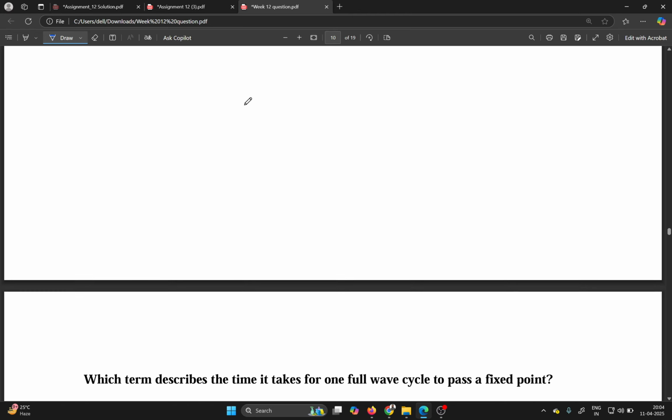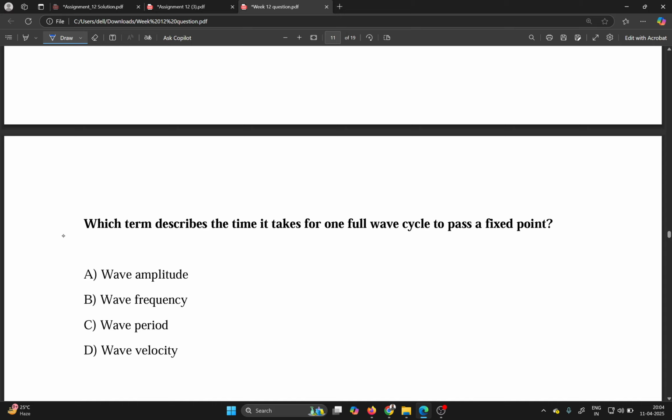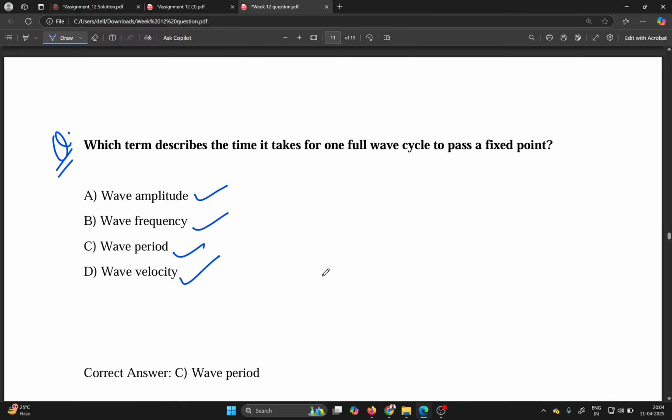Next question. Which term describes the time it takes for one full wave cycle to pass a fixed point? Wave amplitude, wave frequency, wave period, and wave velocity. Which term describes the time it takes for one full wave cycle to pass a fixed point? This question is the last question for today, so please anyone can write. C, you are telling wave period. Yes. So let me just show you. Yes, wave period will be correct.